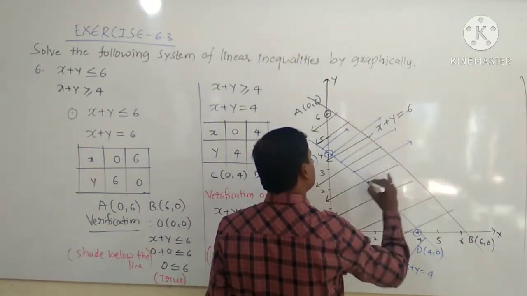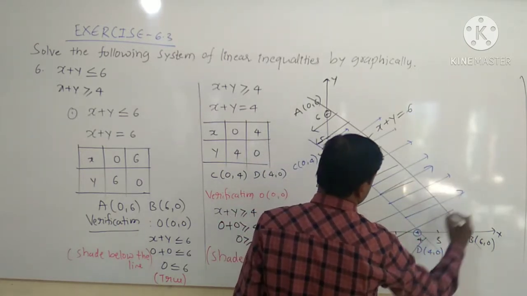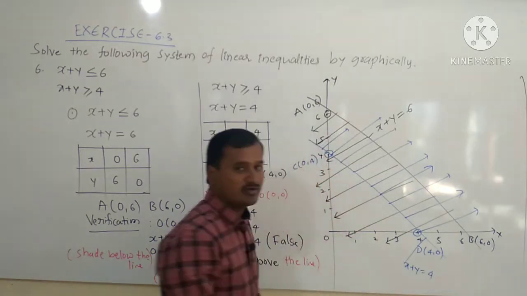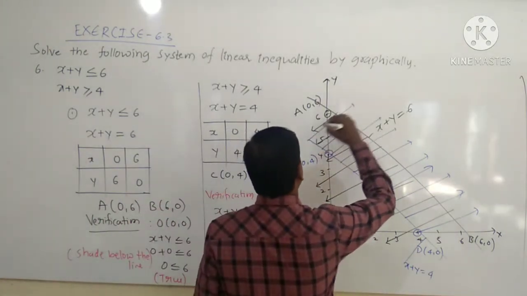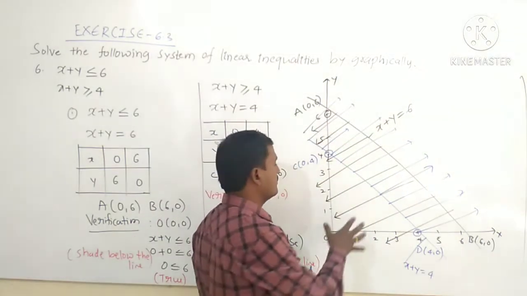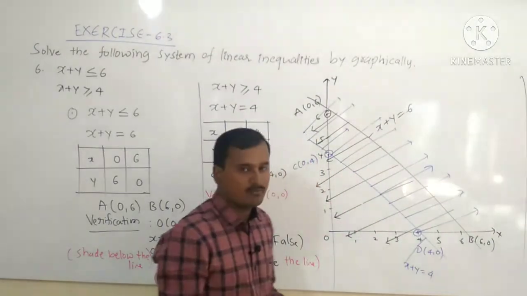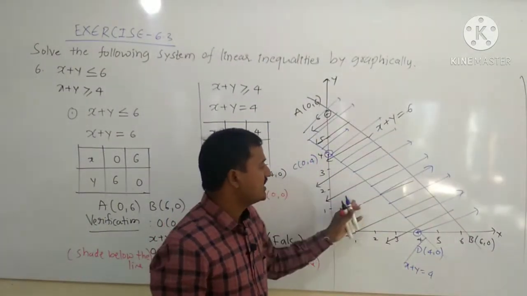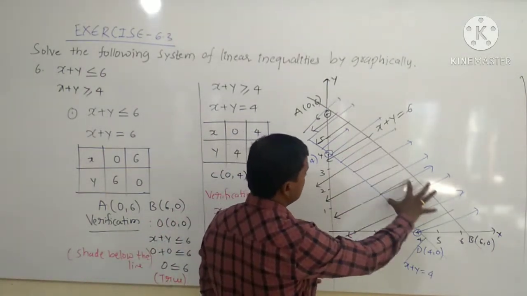This one. Okay, right. But here it is a system of linear inequalities. System of linear inequalities means we have to show the graph by shading the common region. So here we got this region also and this region also. By comparing this region and this region, which one is common? Clearly this one is the only common region.